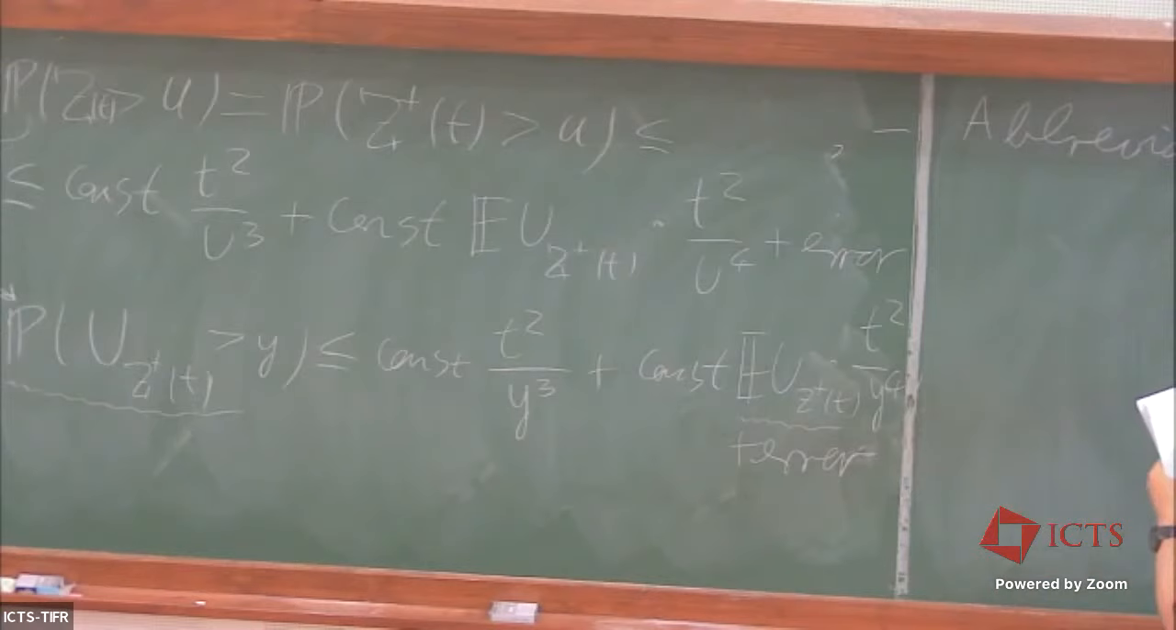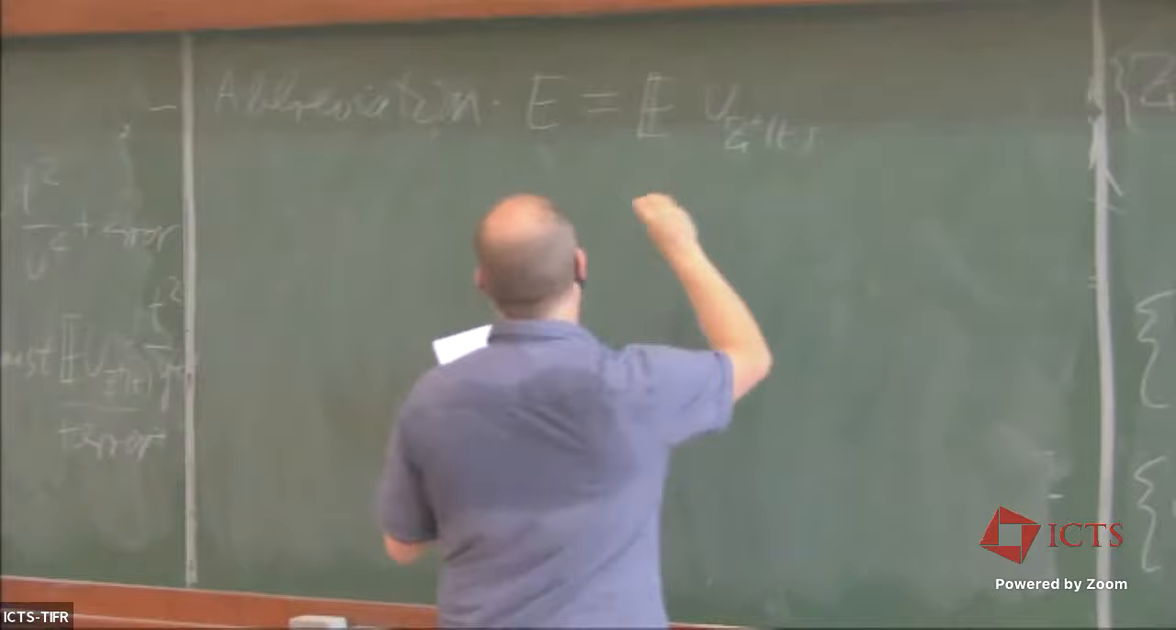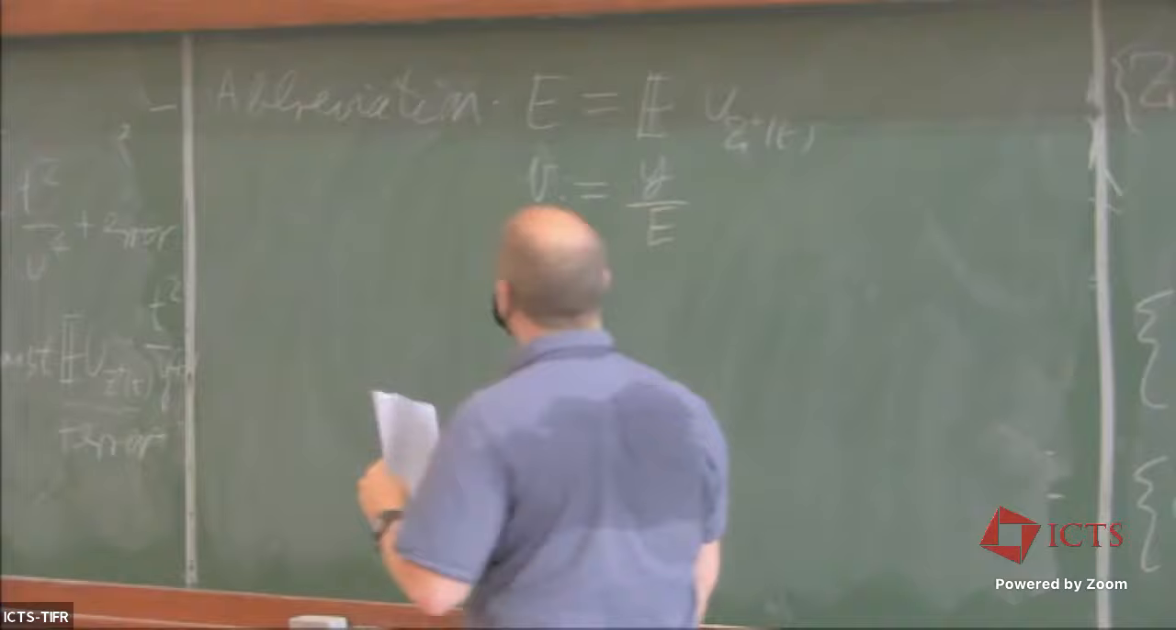Abbreviation, I'm just gonna write expectation as E, just to spare a little bit of writing. And also I'm gonna write a new integration variable, yet another one, y over this E. So what do I have? What is this inequality then telling me?